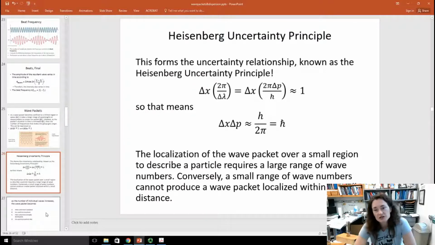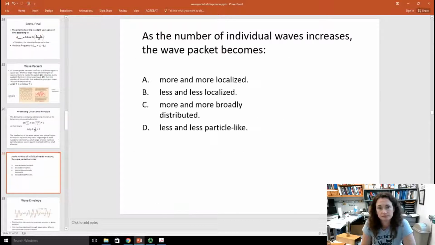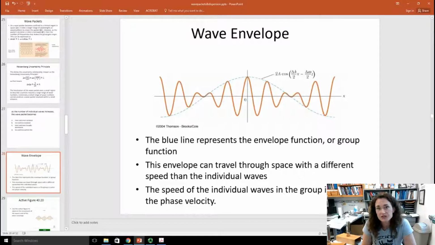So the localization of the wave packet over a small region to describe a particle requires a large range of wave numbers, and conversely, a small range of wave numbers can't produce a wave packet localized within a small distance. So that's Heisenberg's uncertainty principle, and we're going to talk a lot more about that in the next lecture. But for now, let's return to this idea of the wave envelope and the fact that the group velocity and the phase velocity don't have to be the same.